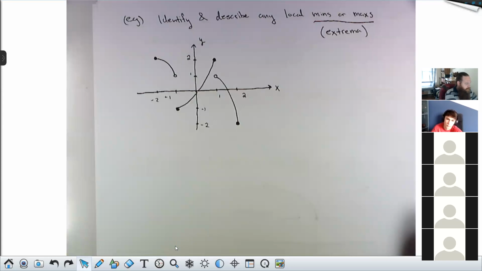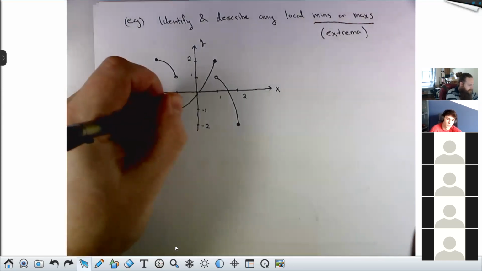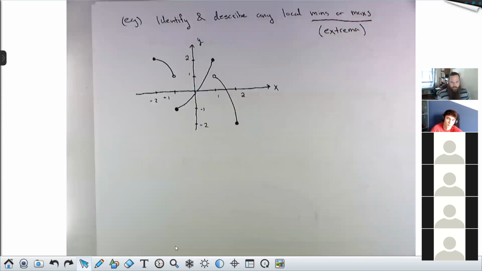And before I start asking for specific answers from you, I want to say something. In order for there to be a min or a max at a point on a graph, there must actually be a point on the graph there. So an open circle, remember, is not a point on the graph. With that said, working left to right, where is the first local max? What is the location of the first local max going left?